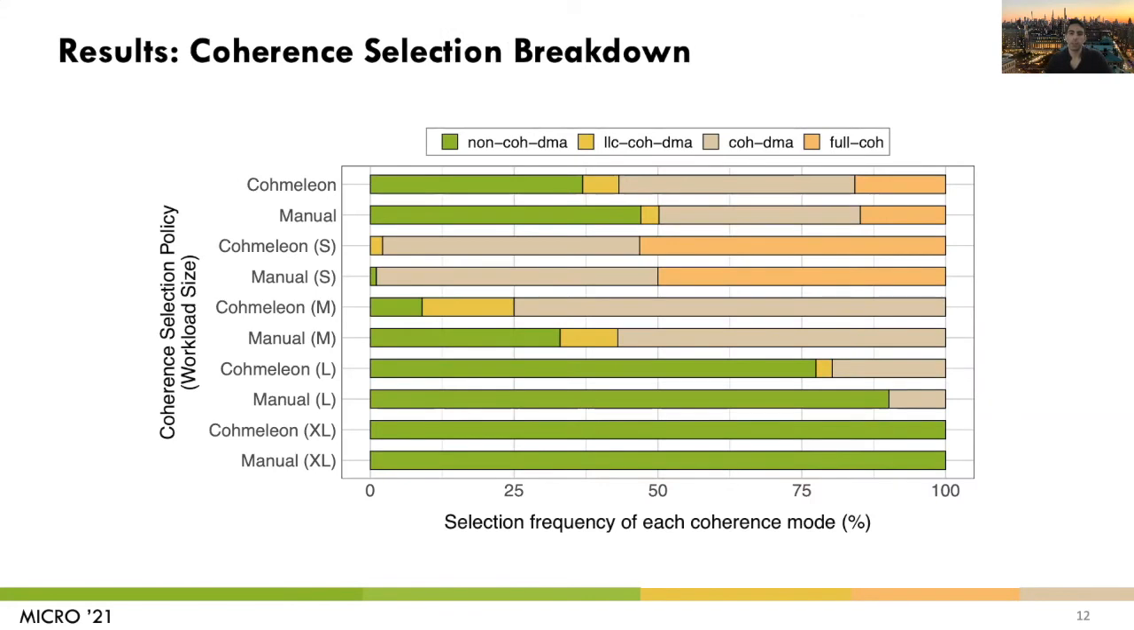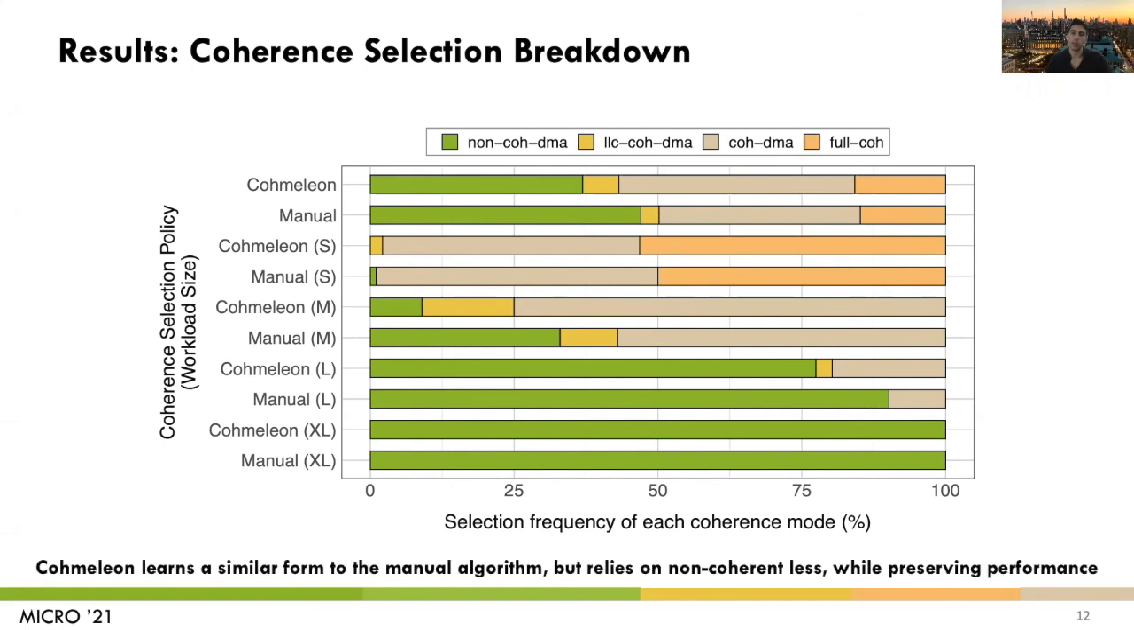Next, we show the breakdown of coherence mode decisions for Cohmeleon and the manually tuned algorithm across all invocations and also broken down by workload size. We can see that Cohmeleon learns a form that is roughly similar to the manually tuned algorithm. However, in all cases except for extra large workloads, Cohmeleon relies less on non-coherent DMA and more on the coherent DMA and LLC coherent DMA modes.